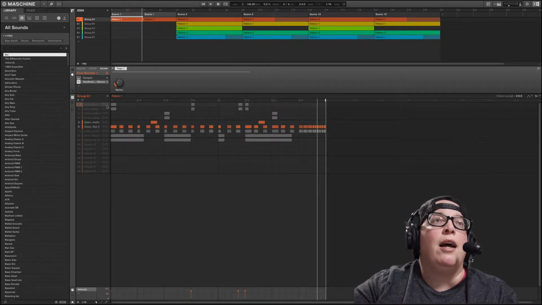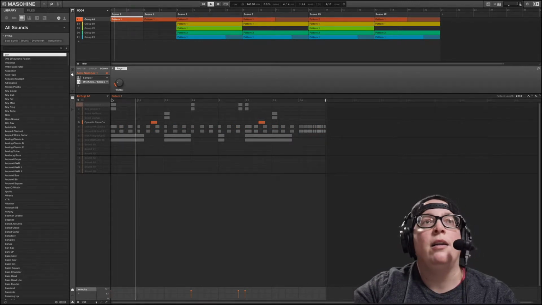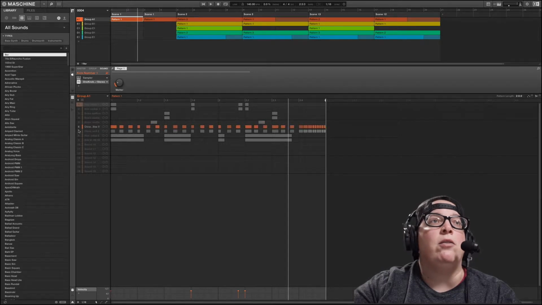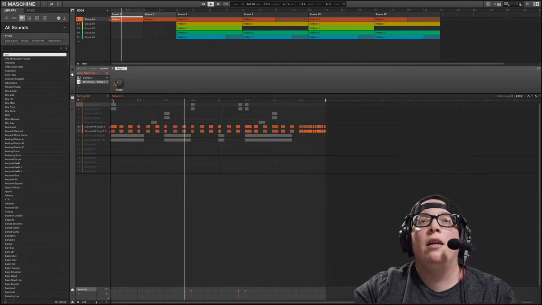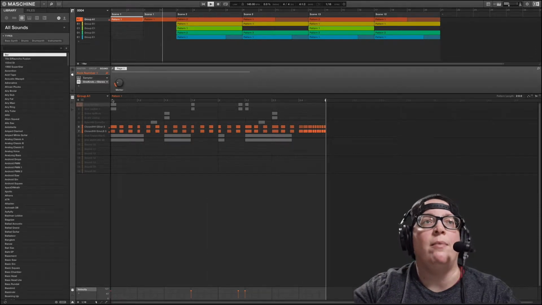And then I have my open hi-hat. So I put an open hi-hat in there. And then I have my closed hi-hats, which I layered up. That's really specific to trap music.